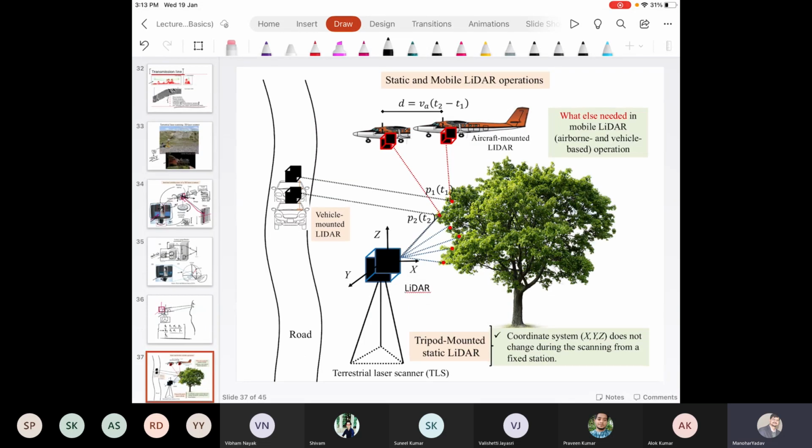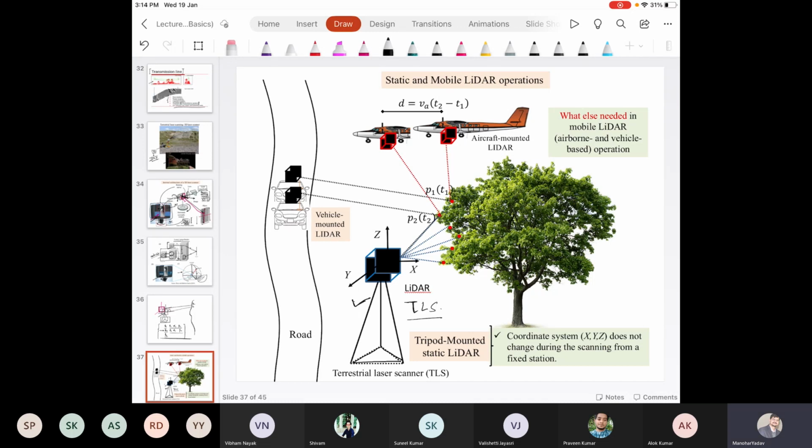So you can see this entire process is described in this view. As you see over here, this is a tripod mounted TLS unit. We have selected many points from a tree, and their coordinates are first measured in the terrestrial laser scanner's internal coordinate system. Two points of interest we have selected, P1 and P2. Using this TLS, the coordinates of points P1 and P2 are acquired by hitting the laser beam at times T1 and T2. Obviously this TLS is not moving, so its coordinate system is fixed, that is XYZ. Both points P1 and P2 coordinates are in the XYZ coordinate system.